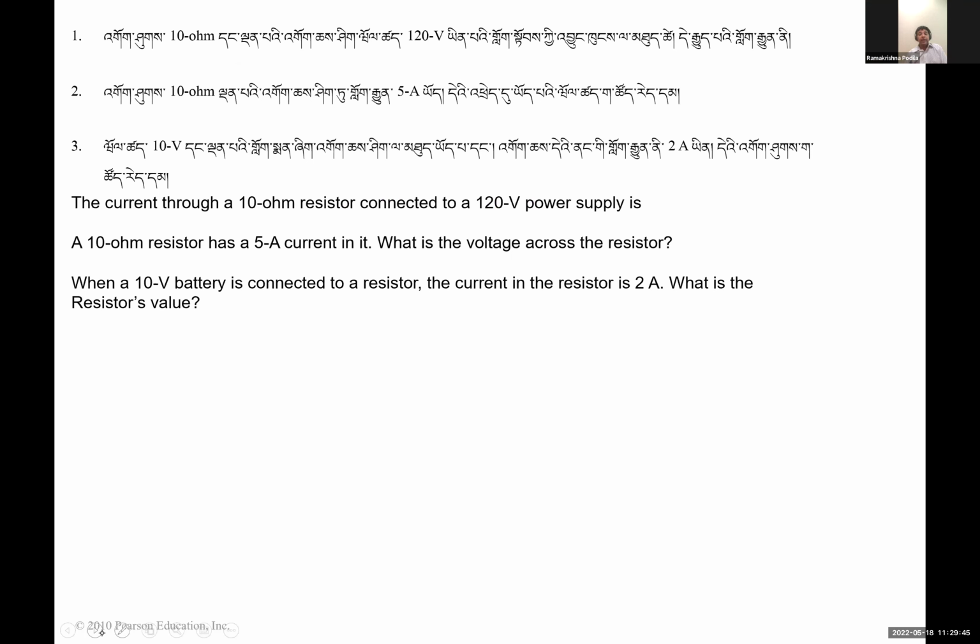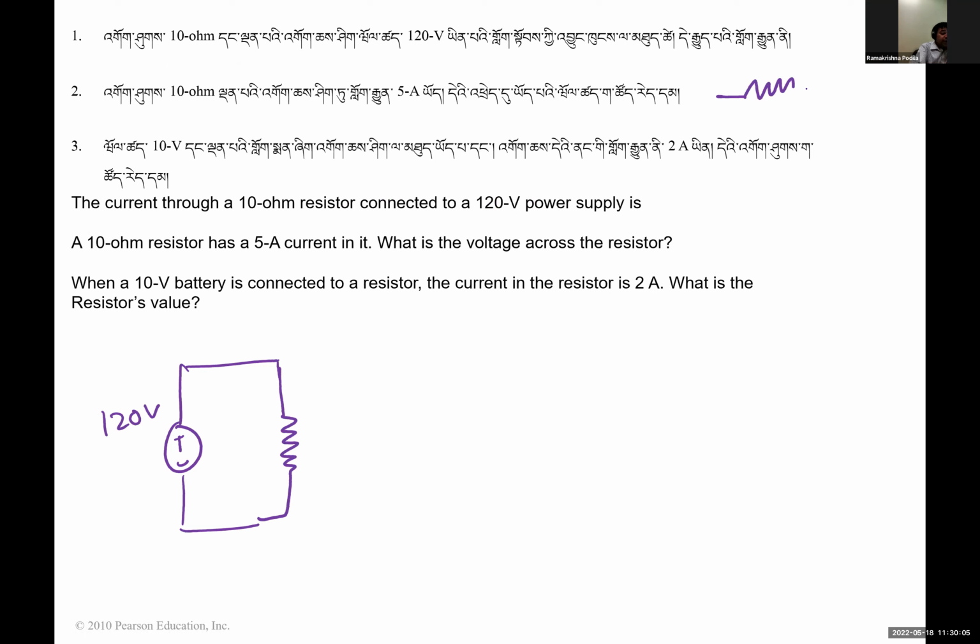So we are given, the first question is we are given the current through a 10 ohm resistor connected to a 120 volt battery. So you have a battery, this battery is providing potential difference of 120 volts, and you have a resistance. So you see this zigzag symbol? This zigzag symbol is the general symbol for resistance. So this resistance has units of 10 ohms. Now we have to find what is the current that flows in it. That's the first question.